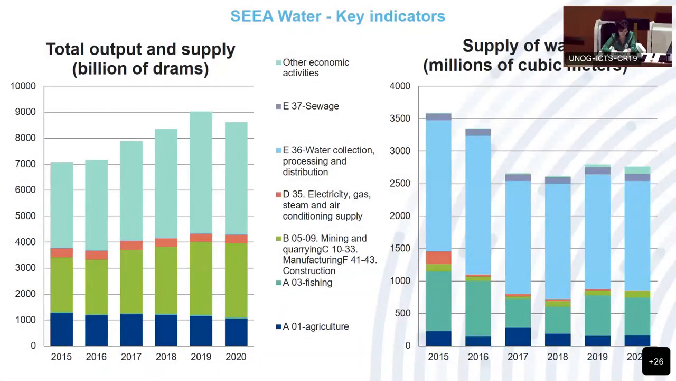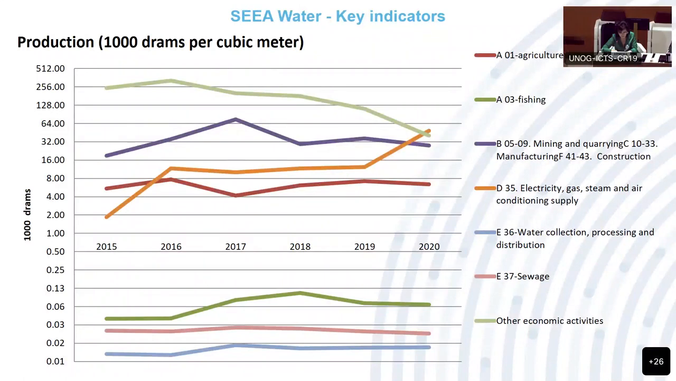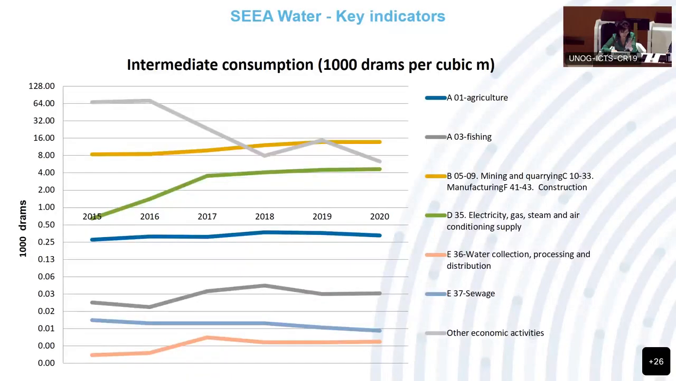The next diagrams, we see here total output and supply in billion drams, and supply of water in million cubic meters by NACE. And these are already based on the hybrid tables, production, that means in 1,000 drams per cubic meter by NACE again. And you see here the lowest part, this is E36 water collection, treatment and supply. And the next, the sewage, and the next, fishing. So these are the lowest coefficients here. But I'll speak about it later.